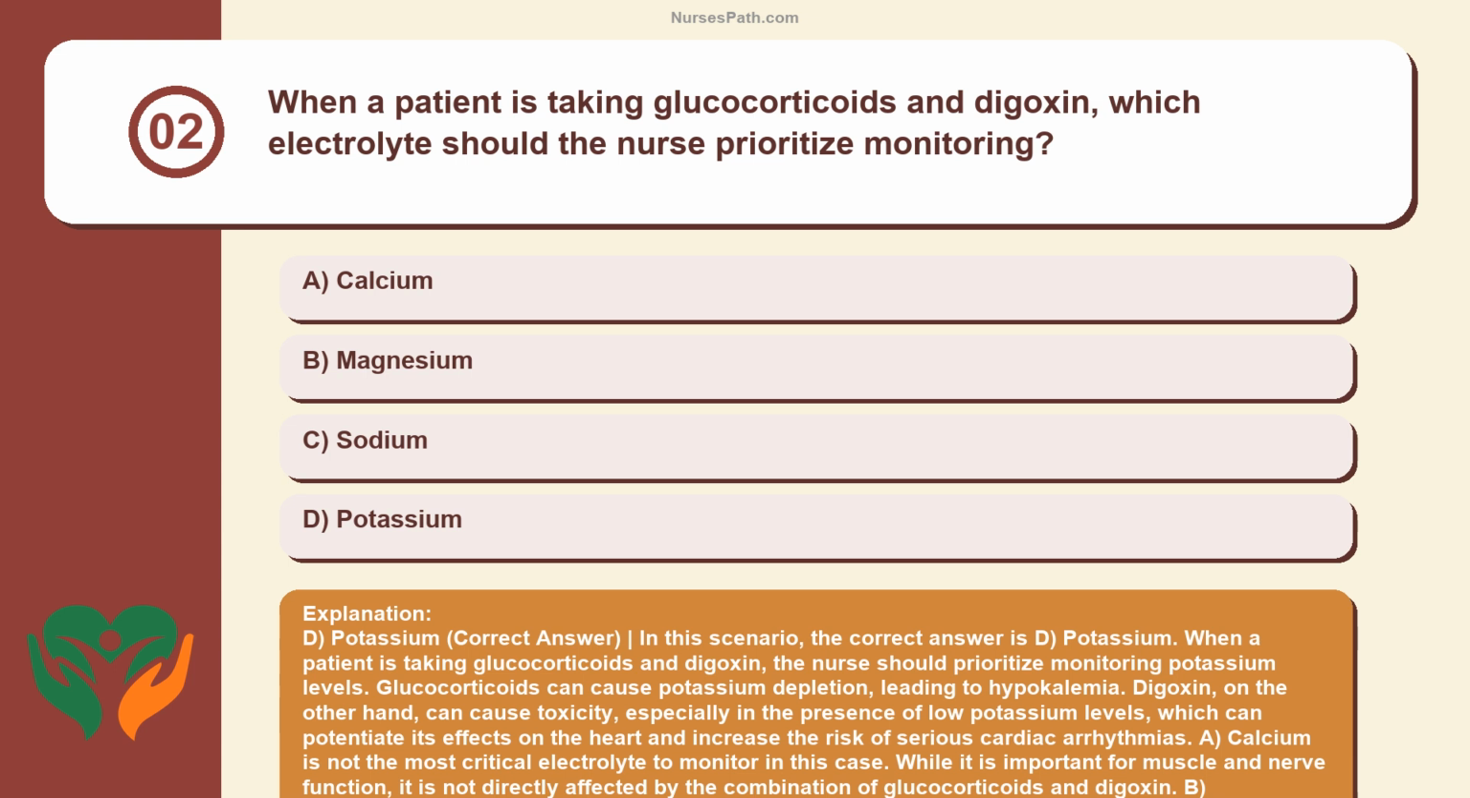C. Sodium levels are typically not significantly impacted by glucocorticoids and digoxin in a way that would necessitate prioritizing monitoring compared to potassium in this specific scenario. Educationally, understanding the interactions between medications and electrolyte imbalances is crucial for pediatric nurses. This knowledge helps in providing safe and effective care to pediatric patients, especially those on multiple medications with potential interactions. Prioritizing monitoring based on these interactions can prevent complications and improve patient outcomes.